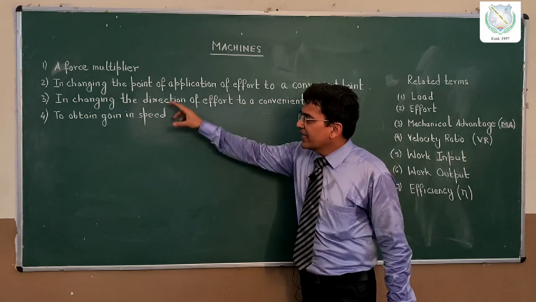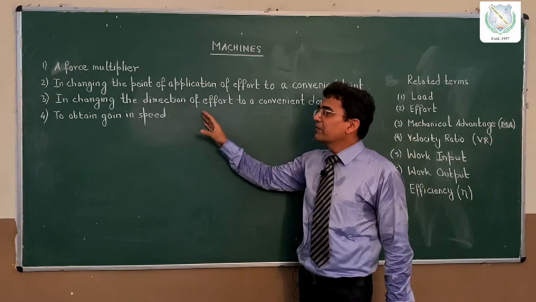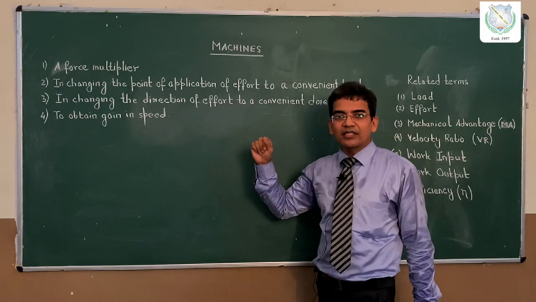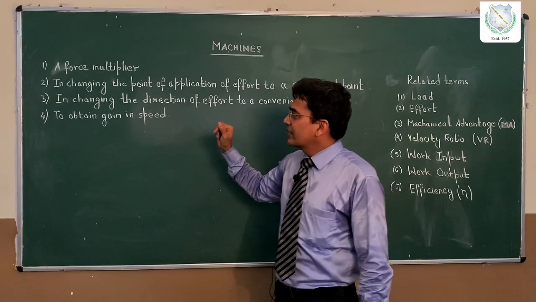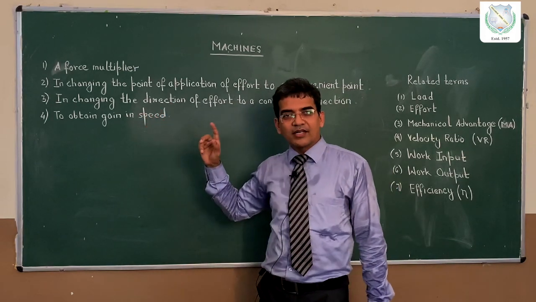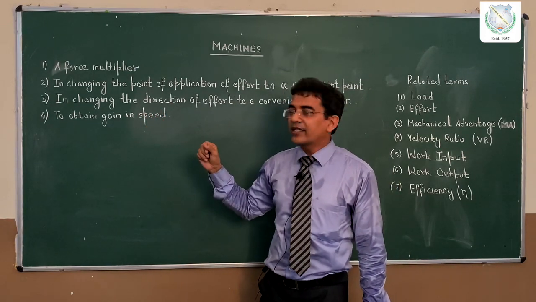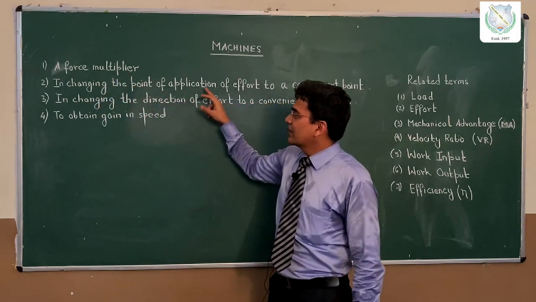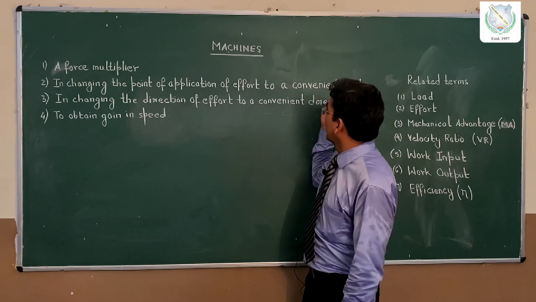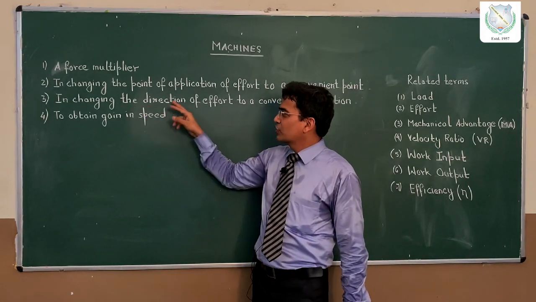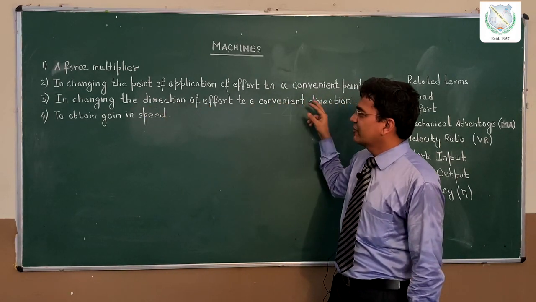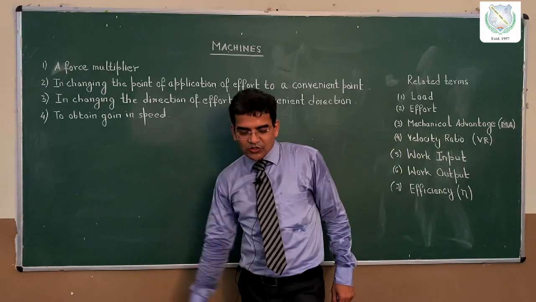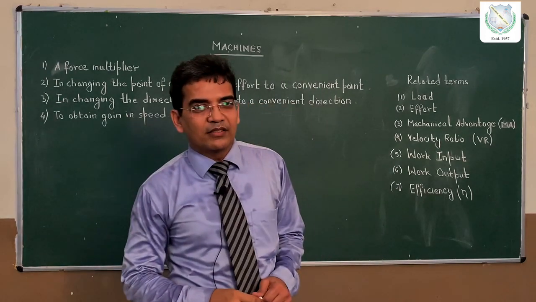If we combine these 4 advantages given by a machine, we get the definition of a machine. So what is a machine? A machine is a device which makes our work easy. And how does it make our work easy? It acts as a force multiplier. It helps to change the point of application of effort to a convenient point. It helps to change the direction of effort to a convenient direction, and it helps to gain in speed. So this was the definition of a machine.